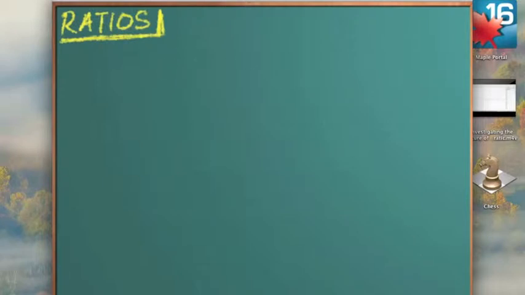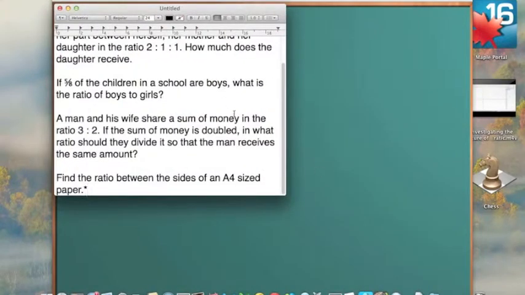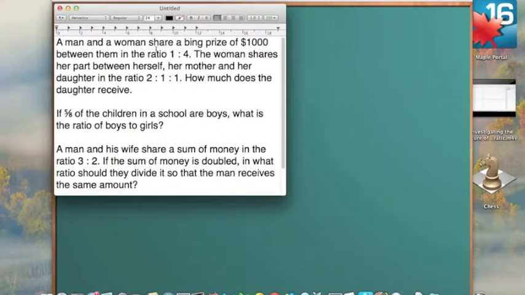So let us take a look at the problems that we will solve. So here are the problems. These are all from David Rayner's Extended Mathematics for IGCSE, so you can find them in the book somewhere. The first one says, a man and a woman share a bingo prize of $1,000 between them in the ratio 1:4. The woman then shares her part between herself, her mother, and her daughter in the ratio 2:1:1. How much does the daughter receive?